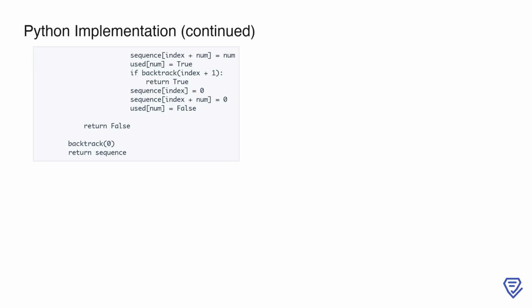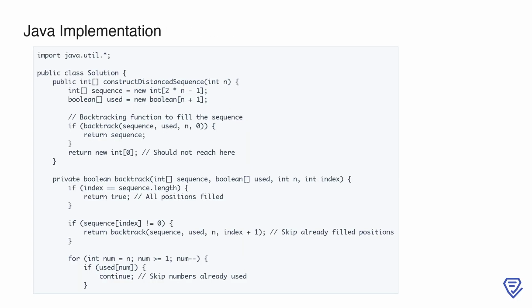Once the recursion completes, we return the sequence list as the result. This implementation ensures that every number is placed in a way that satisfies the problem's constraints, while also building the sequence in lexicographical order by prioritizing larger numbers first. Here, we start by defining the structure of our solution.